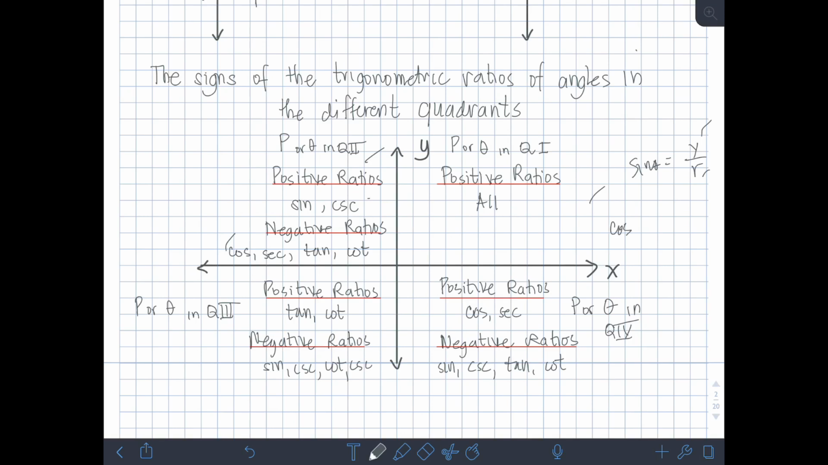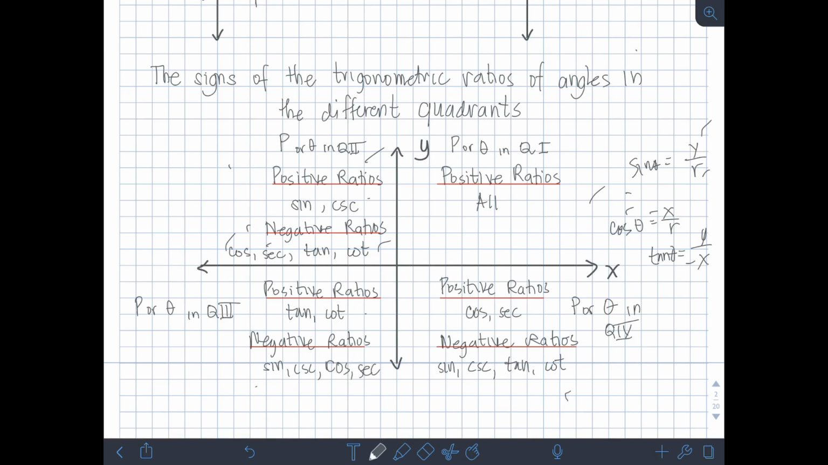Bakit? Kasi yung cos theta, di ba, equal yon sa x over r. But in second quadrant, yung x natin ay negative. So therefore, magkakaroon tayo ng negative cosine theta. Same as sa secant theta, kasi reciprocal lang siya ng cosine theta. Doon naman sa tan theta, since yung tan theta natin ay y over x, right? Which is yung x natin is negative. So, therefore, negative pa rin yung magiging ratio natin for tan theta. As well as itong cot theta kasi reciprocal lang siya nun.